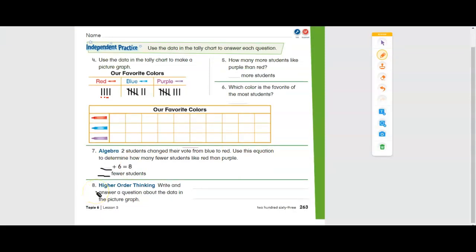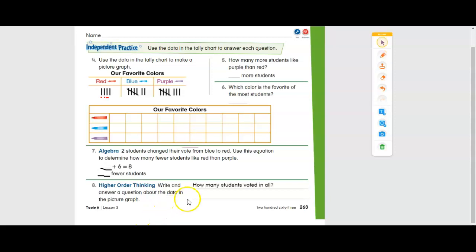For question number 8, I will give you 2 choices. It is a higher order thinking question. The directions say, write and answer a question about the data in the picture graph. So your picture graph will need to be completed in your workbook. I am going to write a question on the screen, and if you would like to answer my question, you can do that. If you would like to write your own question and answer it, you can also do that.